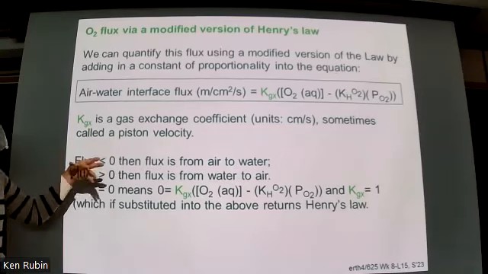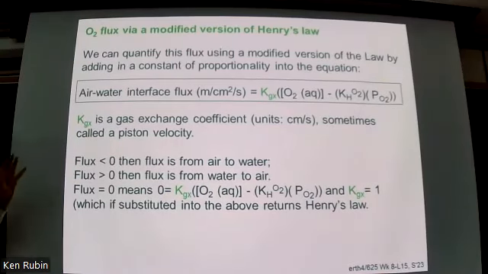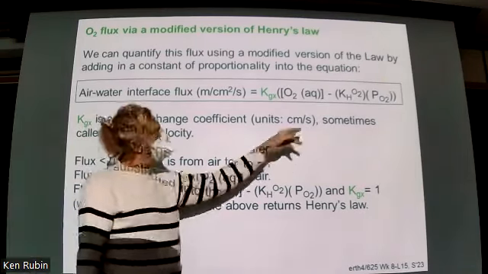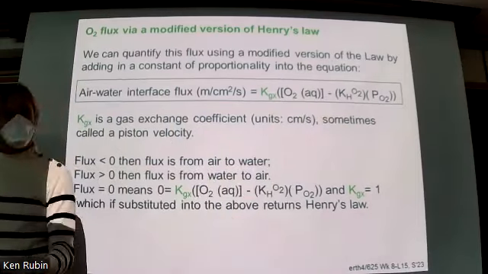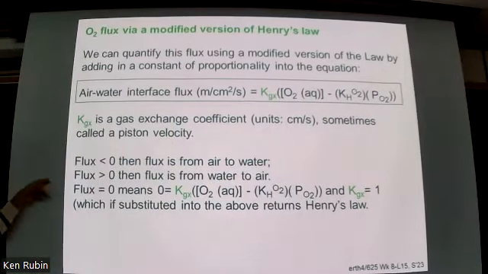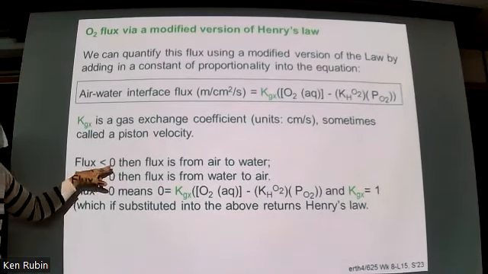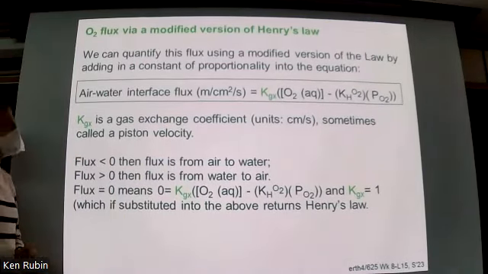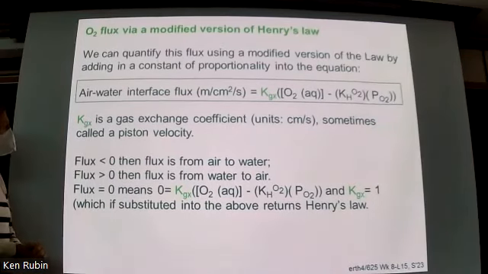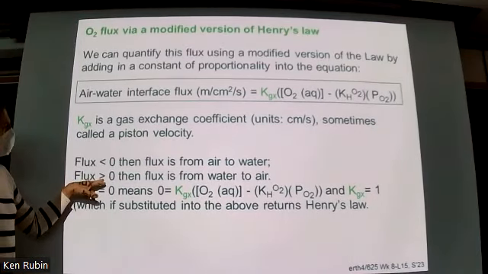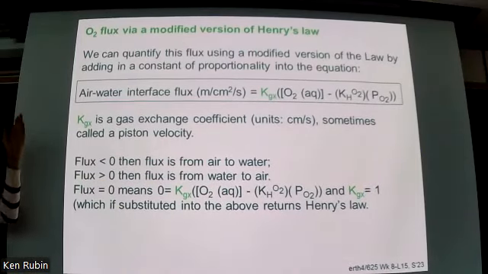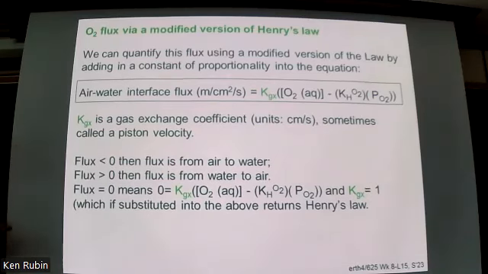Some people call it a piston velocity, but basically that is a term that allows us to predict the exact flux on the basis of how far out of equilibrium these two things really are. And so I have some scenarios here, right? If the flux is less than 0, then there's a flux going from air to water. If you think about distance being defined upward from the water into the air, if the flux is greater than 0, then there's oxygen coming from the water to the air, meaning let's say we got a lot of photosynthesis, we've got overproduction of oxygen, it's going to bleed out into the air.